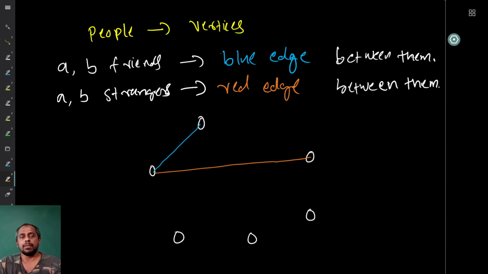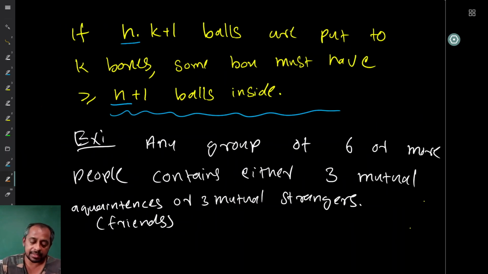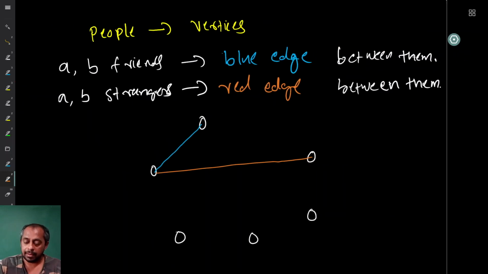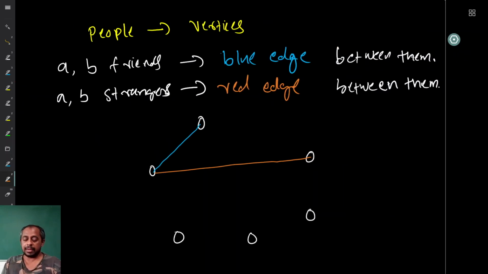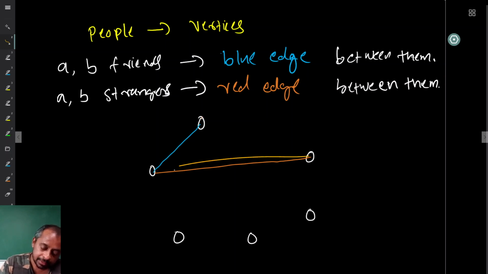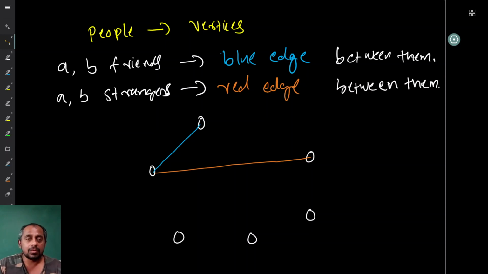Now, by our pigeonhole principle, the second version that we looked at, if n times k plus 1 balls are put into k boxes, some box must have greater than or equal to n plus 1 balls inside. Now, here we have 5 possible edges going out of this guy. So if I select this guy, there is one edge, 2 edges, 3, 4, and 5 edges. 5 edges are going out. Now, out of these 5 possible edges, we are going to color all of them with 2 different colors, right? Just 2 colors, either blue or red. If they are friends, blue edge. If they are not friends, red edge.